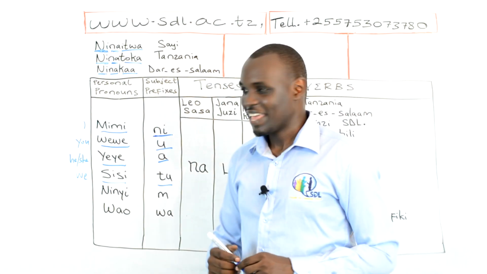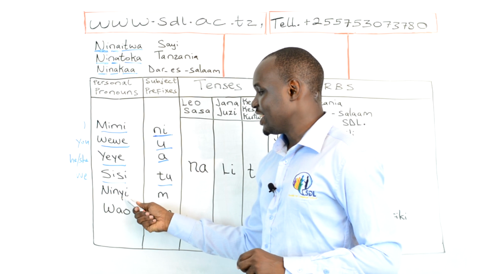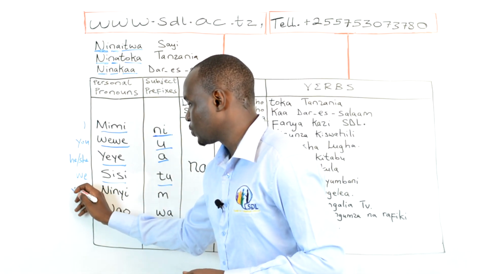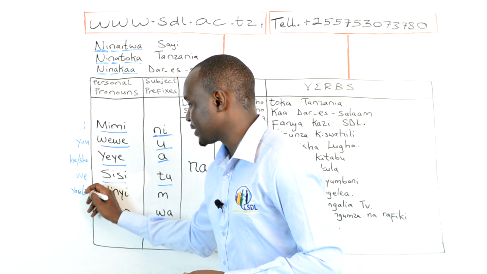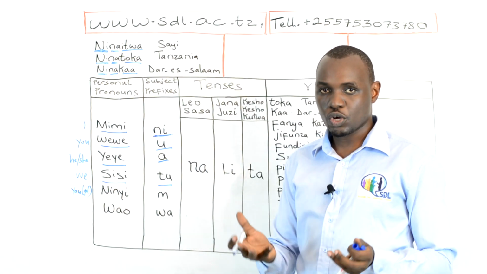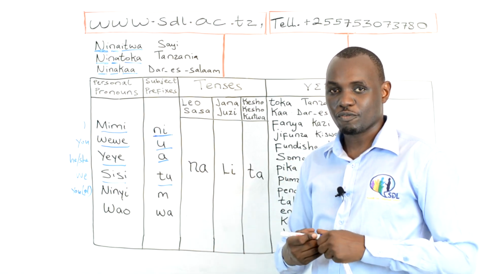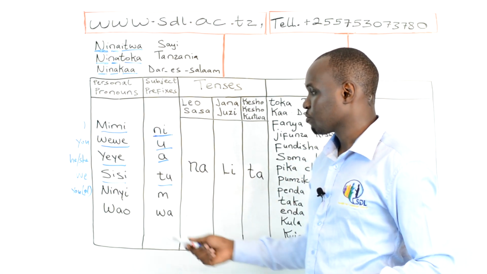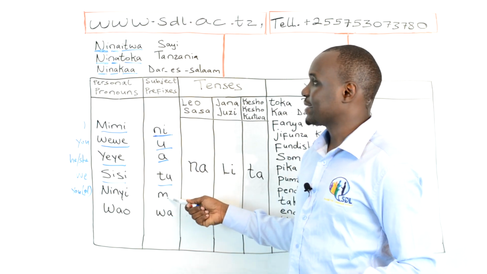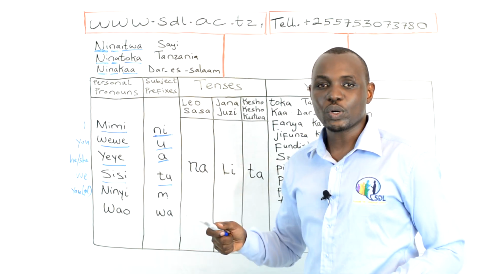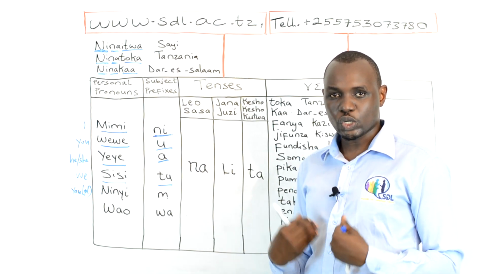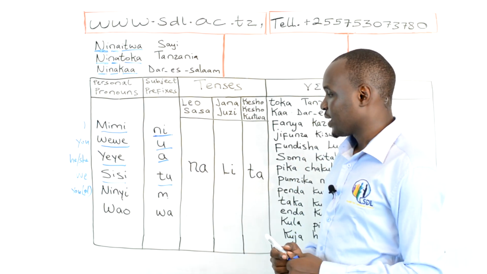Are you with me? And ninyi is you plural. You all, you plural are coming from Tanzania. I will say ninyi, and in a sentence I'll say mnatoka Tanzania. We are coming from Tanzania. Tunatoka Tanzania.